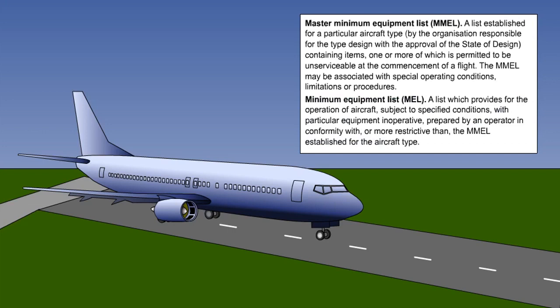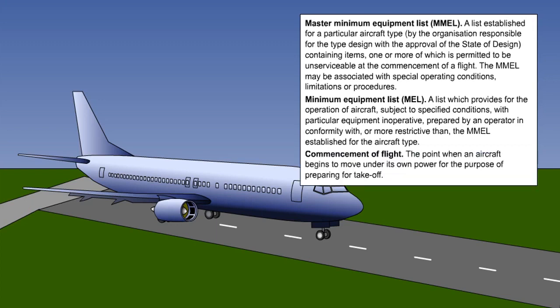And second, the Minimum Equipment List, which provides for the operation of aircraft subject to specified conditions, with particular equipment inoperative. It is prepared by an operator in conformity with, or more restrictive than, the MMEL established for that aircraft type. It is a list based on the MMEL that is the collaborative effort of the operator and its aviation authority, the state of the operator. Currently, EASA does not regulate the MEL and Master MEL. It is left to the JAA to continue the regulation of this area.